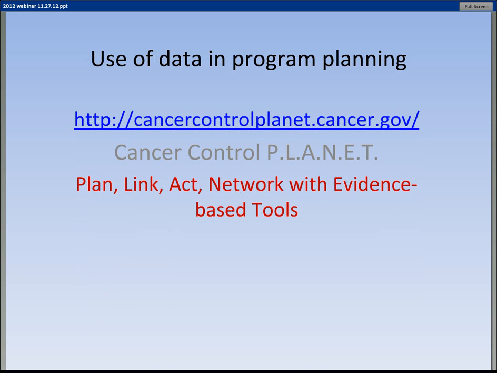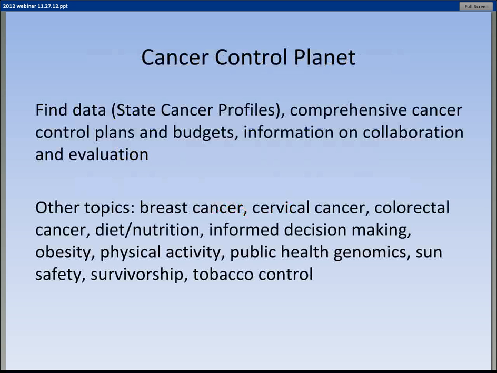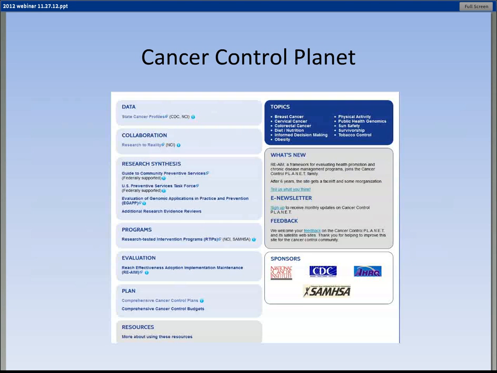Okay, and then I just wanted to touch briefly on use of data in program planning, going to the Cancer Control Planet. And I know that this website has the data from the state cancer profiles. It actually has the comprehensive cancer control plans and some budgets there, information on collaboration and evaluation. They also have some of the topics that we've been talking about that are in some of the other publications, particular cancer sites, different risk factors available as well. And I know, Sarah, are you able from where you're at to discuss this just briefly, of how you've used it?